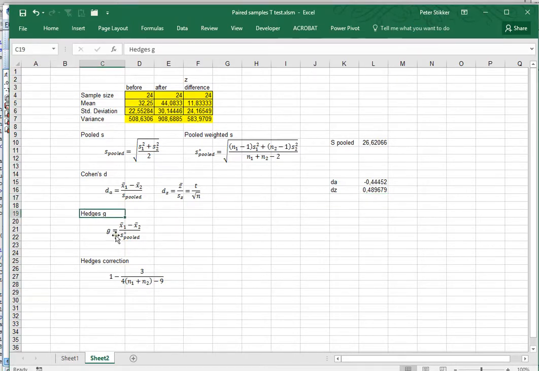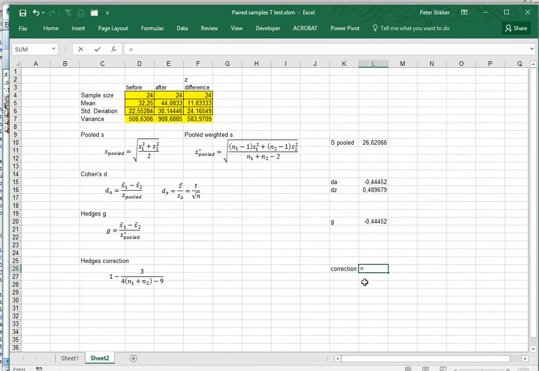Hedges' g is very similar to Cohen's d, but it uses the weighted pooled standard deviation, and since these two are actually the same, that means that g in this case would be the same as this one. And then as a finishing touch, especially when you have smaller sample sizes, there's a bit of a correction that can be applied. This correction is then usually indicated with an asterisk.